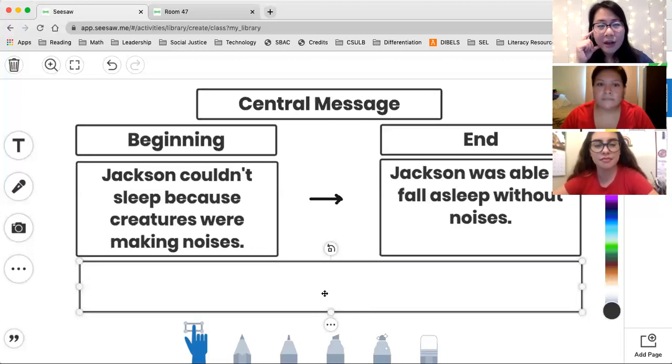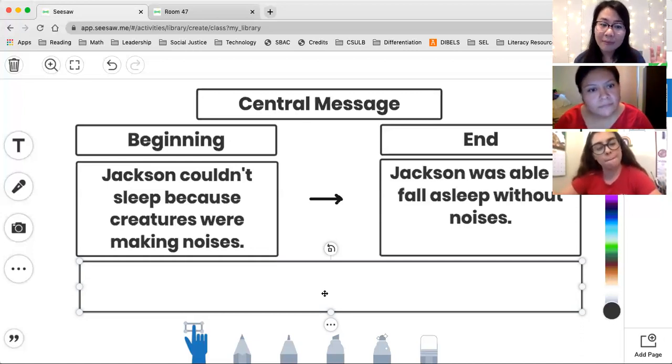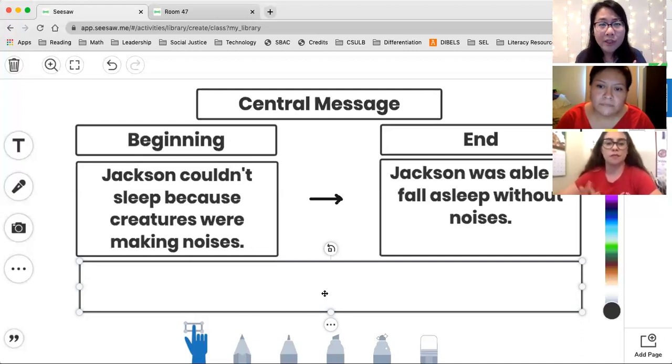So I'm going to give our teachers some time, and you can challenge yourself to think about this too, but I really want you to listen and hear how the teachers are explaining their thinking, because they might give you some clues as to what you might want to be on the lookout for when you try it on your own in the next story. So teachers, I'll give you some time. I'll reread it. In the beginning, Jackson couldn't sleep because creatures were making noises. But at the end, Jackson was able to fall asleep without the noises. So what changed, and what can we learn from Jackson in this story?